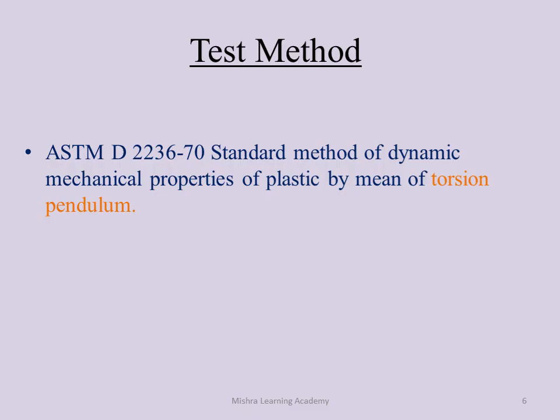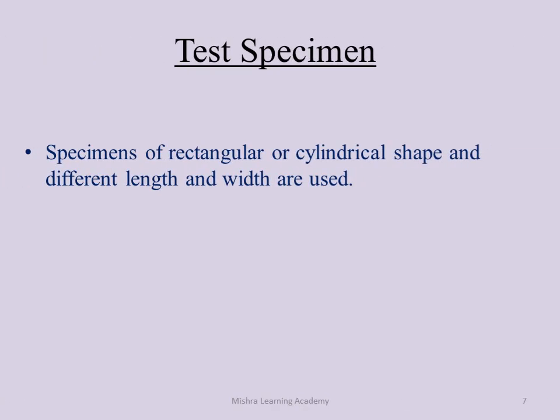The test method: ASTM D2236-70, standard method of test for dynamic mechanical properties of plastics by means of a torsion pendulum. What is the test specimen? Specimens of rectangular or cylindrical shape and of different length and width are used.